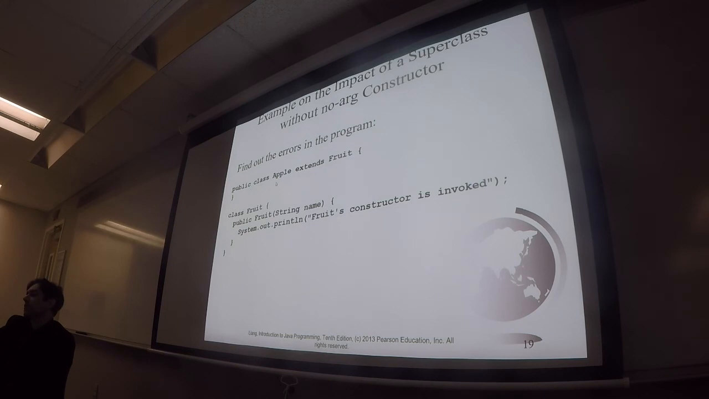Apple has a default constructor because you don't have an explicit constructor. Does that default constructor have a super in it? Yes, because that's the rule. The first statement of any constructor is super. So Apple has a default constructor, which you don't see, but its first statement is a no-arg super. But it's going to have an error because it can't find one, because Fruit doesn't have it.